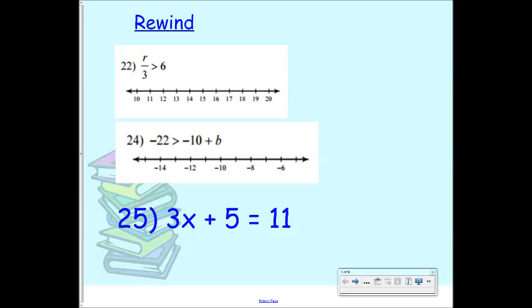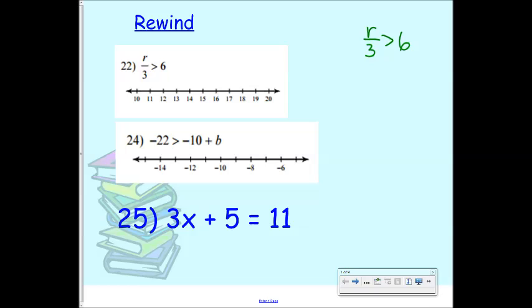Okay, so to review one of the rewind problems, let's take a look at number 22. Number 22 says r divided by 3 is greater than 6. So I'm going to write that just over here. R divided by 3 is greater than 6. How would I isolate the r?